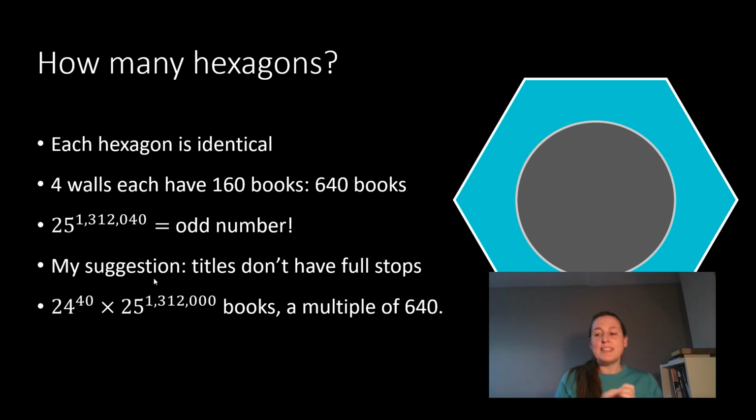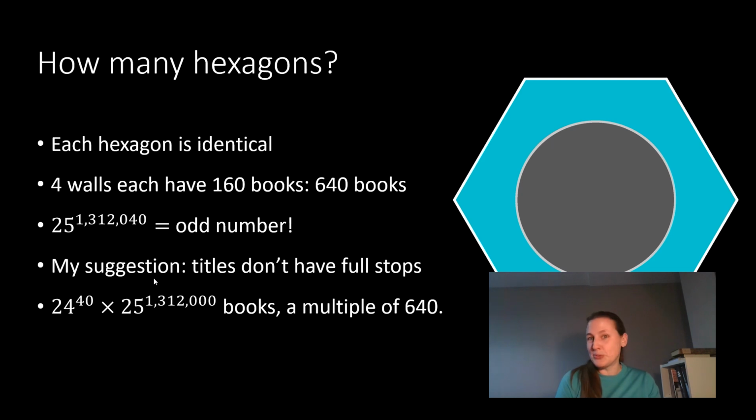Now, 640 is even, but 25 to any power is an odd number. It's just a load of fives multiplied together. So this does not compute. There can't be a whole number of hexagons, which does not make sense when you have been told in the story that the library looks exactly the same in all directions. Everything is identical. All hexagons are identical. It continues infinitely far up and infinitely far down in all the directions. How can this work?